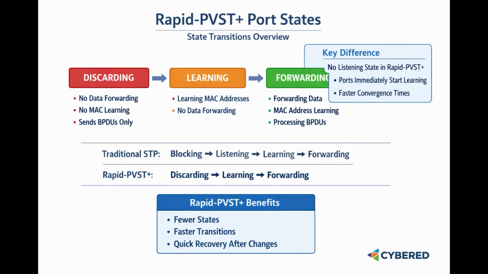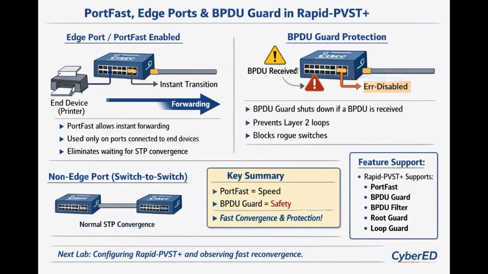Rapid-PVST+ simplifies port states compared to traditional STP. Discarding. Similar to blocking, does not forward frames or learn MAC addresses, only sends and receives BPDUs. Learning. Learns MAC addresses and populates the CAM table but does not forward frames. And forwarding. Fully operational state, forwards frames, learns MAC addresses, and processes BPDUs. The key difference: Rapid-PVST+ removes the listening state. Ports no longer need to wait before learning MAC addresses, which significantly improves convergence speed.